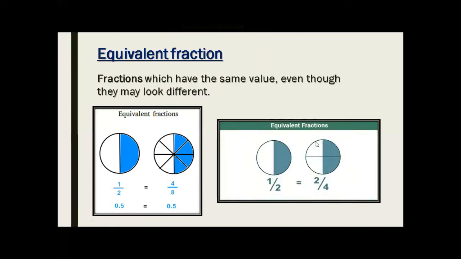Example number 2 is on the screen. 1 over 2 equals 2 over 4. They may look different, but these two fractions are equivalent to each other. How? 2 ones are 2, 2 twos are 4. So the answer of both fractions is the same. So this is known as equivalent fraction.